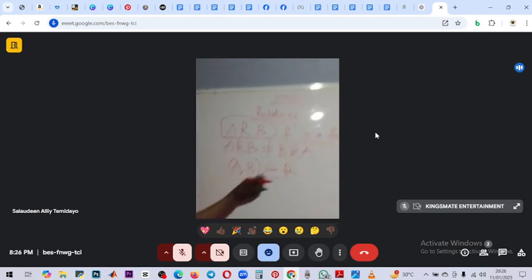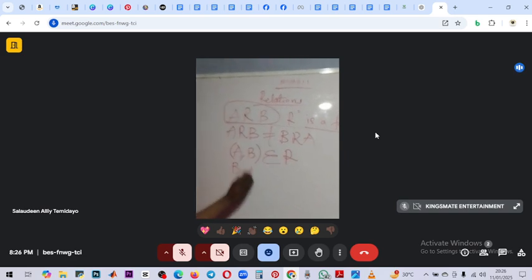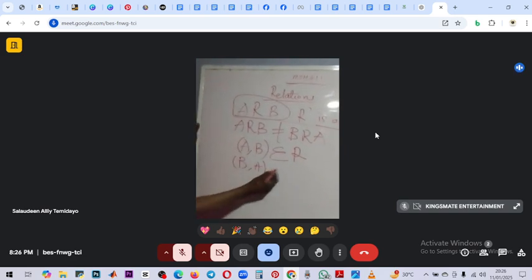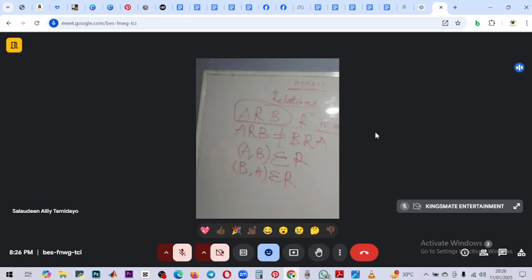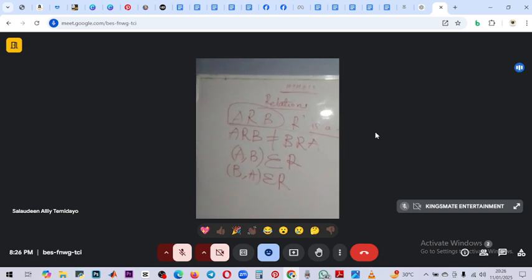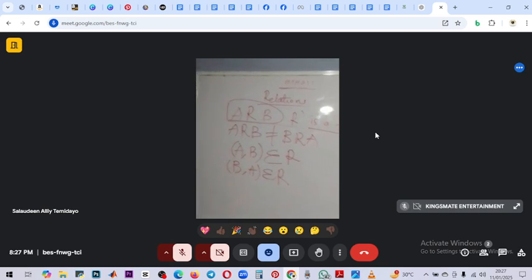A is a father of B. It is different from B comma A now. If I wrote B comma A is an element of that relation R, what I'm saying is B is a father of A. And that is not possible, because I can't have A be the father of B and at the same time have B be the father of A. That is what I mean by relation.